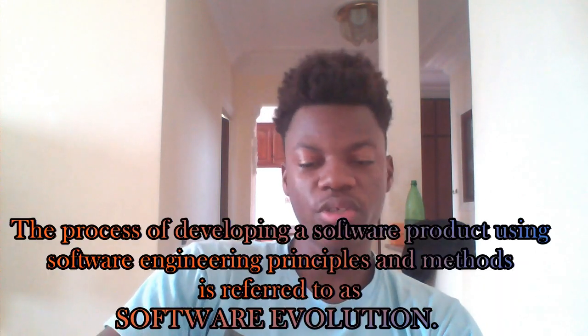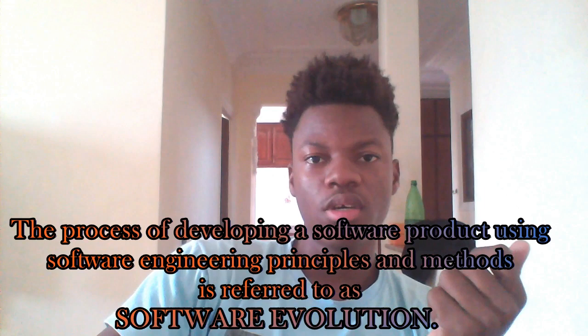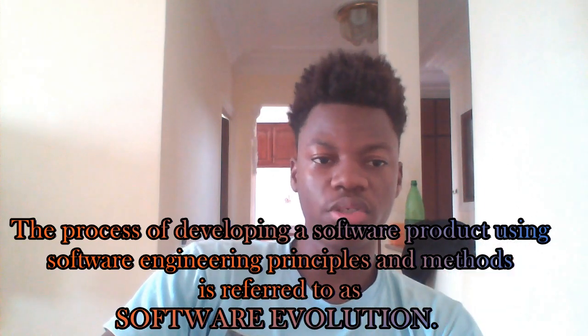The process of developing a software product using software engineering principles and methods is referred to as software evolution. This includes everything from the initial development of the software, and its maintenance and updates, until the entire software product is developed and reaches the place of satisfying the requirements initially set up for it.